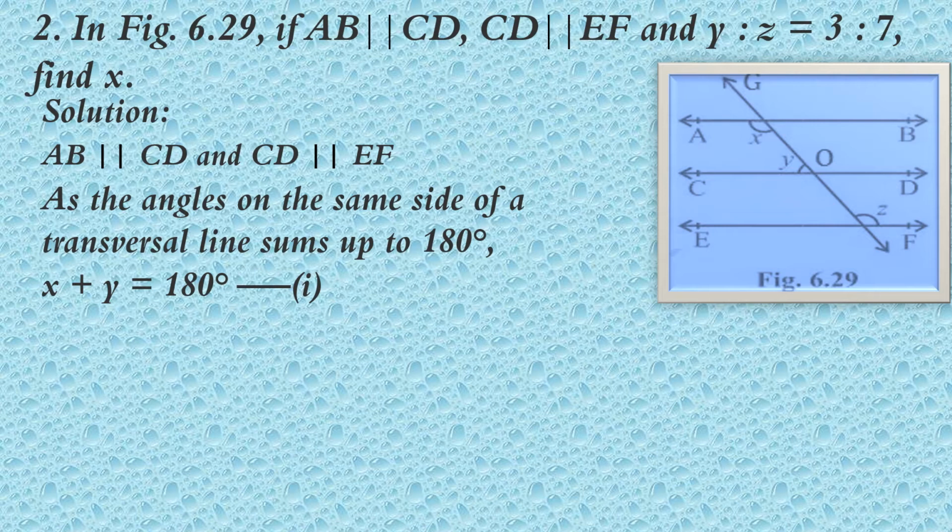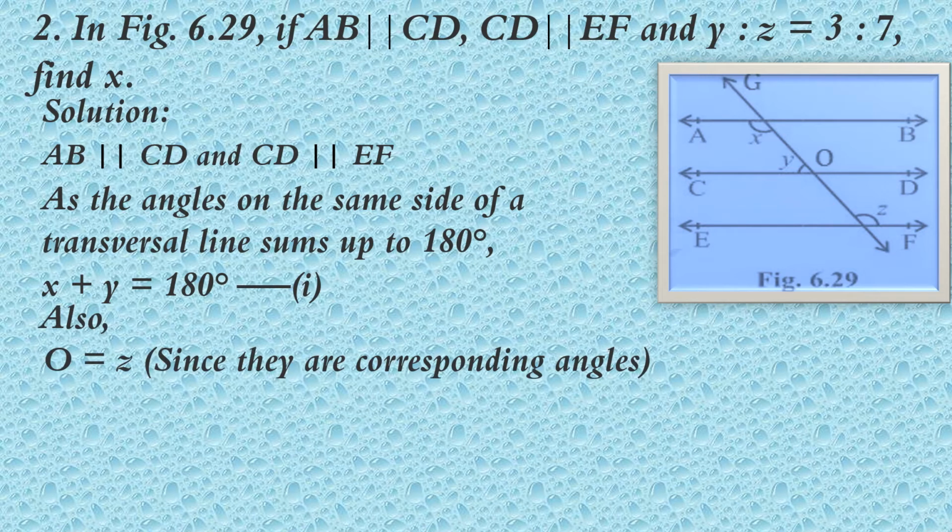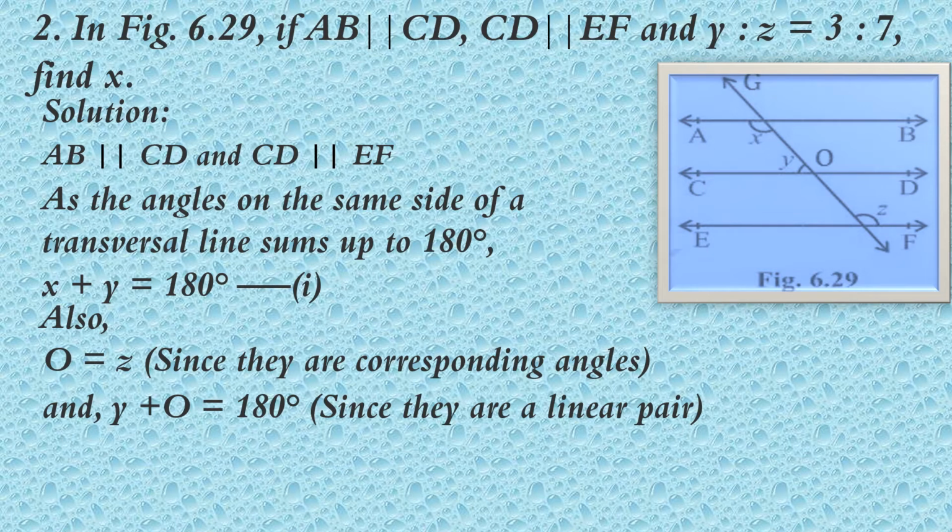corresponding angles are equal. So O is equal to z, and y plus O is equal to 180 degrees, linear pair. Look at the figure. y plus O is equal to 180 degrees. So we can replace O by z. So we get y plus z is equal to 180 degrees.